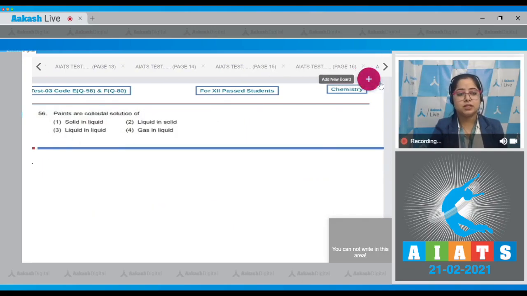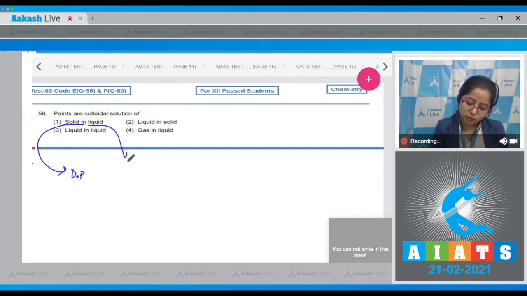Which is question number 56. Let's read it. Paints are colloidal solution of solid in liquid. Here solid is the dispersed phase and liquid is the dispersion medium. That means the correct answer is option number 1.